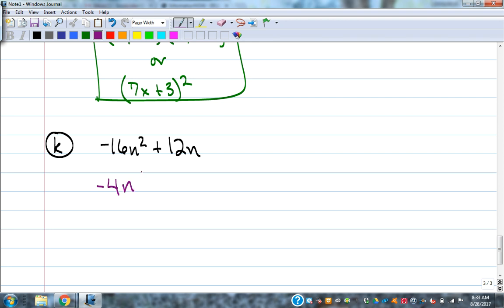N. And that's gonna leave what in parentheses now? What times negative 4n gives me negative 16n squared? Positive 4n. What times negative 4n gets me positive 12n? Negative 3. A minus sign in there. And then we look at the parentheses and say, can I factor this any further? And the answer should be no.